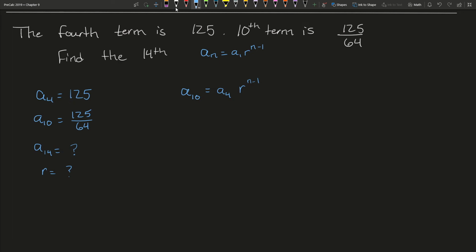I want you to look closely at this part right here, because this is where people can get this wrong, and this is where people got confused on the summation stuff too. We need to think about how many times we're multiplying our first term by the common ratio in order to get to the 10th term. We're going to do that 6 times. We're going to multiply our common ratio 6 times together in order to get to the 10th term from the fourth term. So this isn't just n minus 1 anymore. This has to be 6.